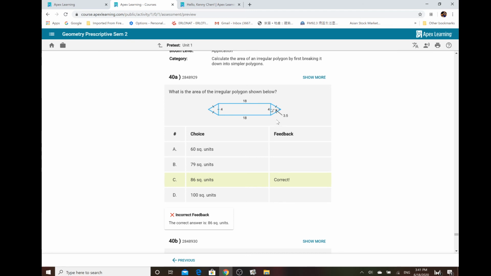So the way to find the area of this: first, find the area of the center rectangle, 18 times 4, so you'll get 72. Then the area of a triangle. What kind of triangle is that? It looks like an isosceles triangle, not an equilateral triangle. So 4 times 3.5 times 1/2 and times 2. The 1/2 and 2 cancel, so this one is actually pretty straightforward. Okay, let me just highlight it again.